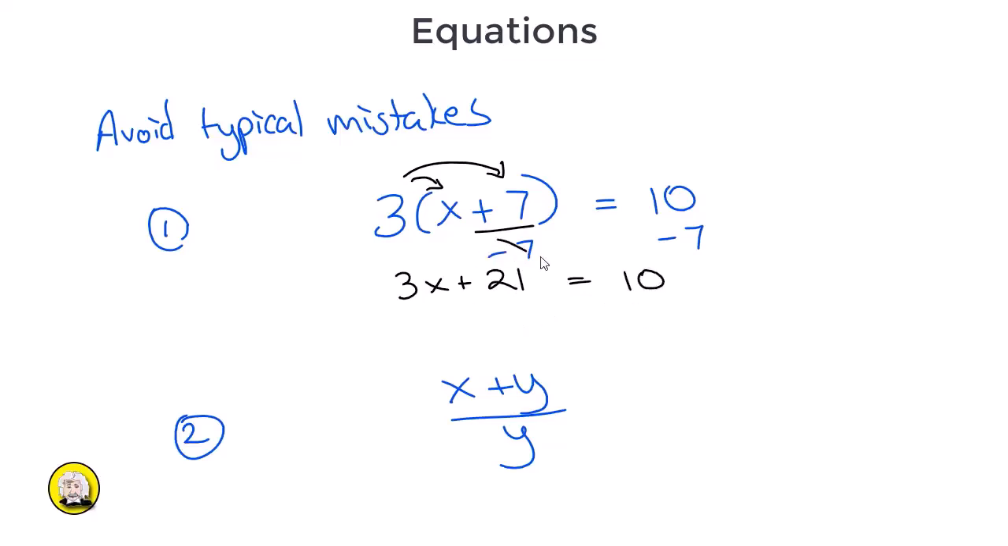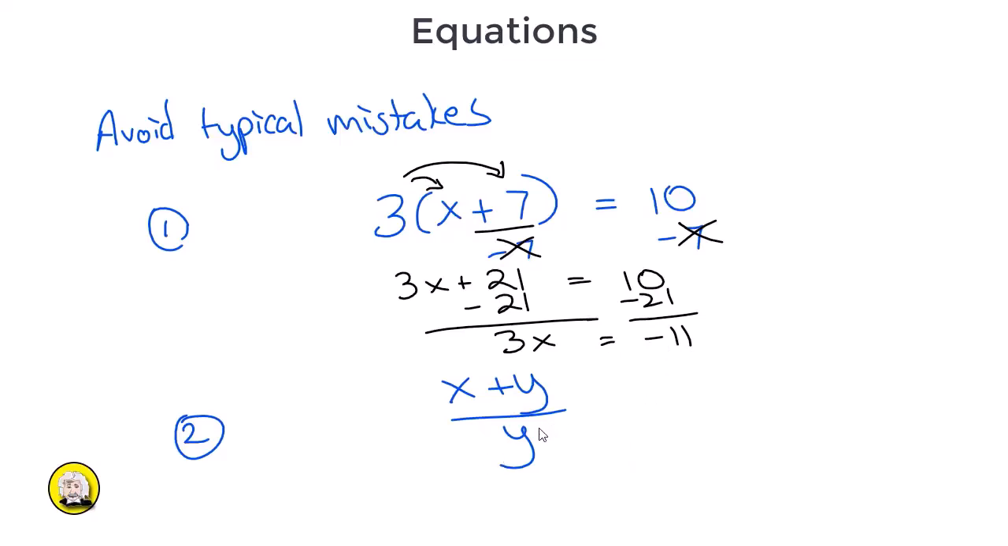And I'll quickly realize, oops, I don't want to subtract 7. I actually need to subtract 21 to isolate my x on the left side, which will ultimately give me 3x, subtracting 21 on the right side as well, equals minus 11. And I could continue from there. But that would be the correct approach.